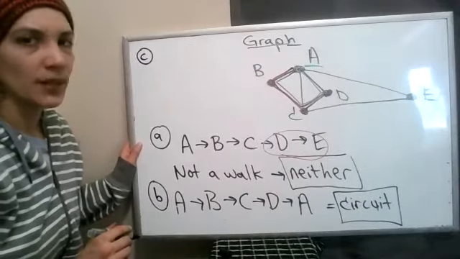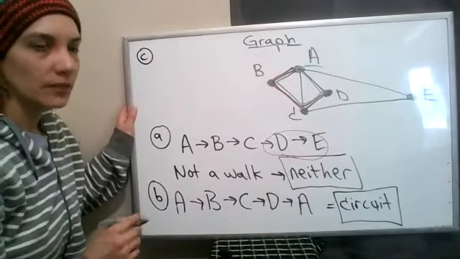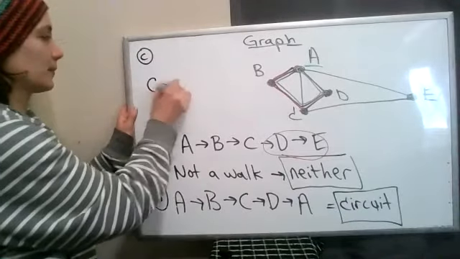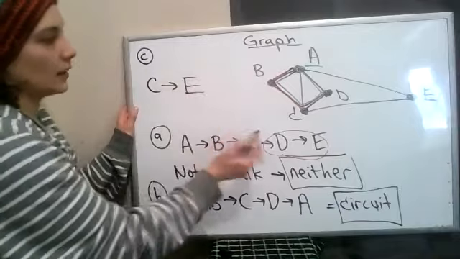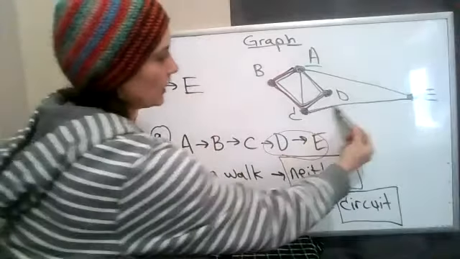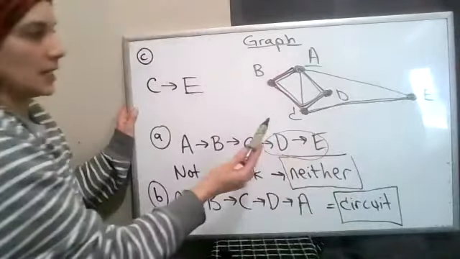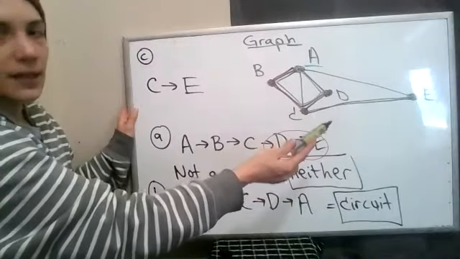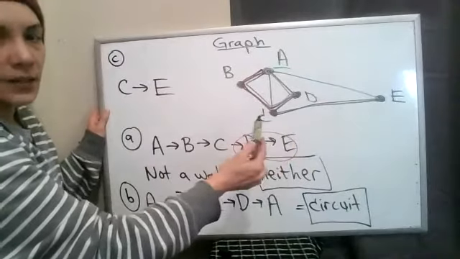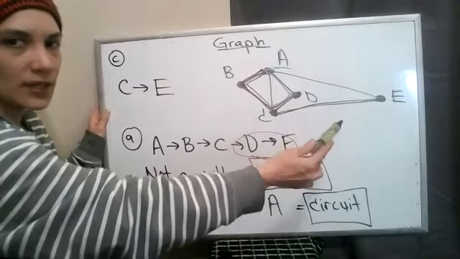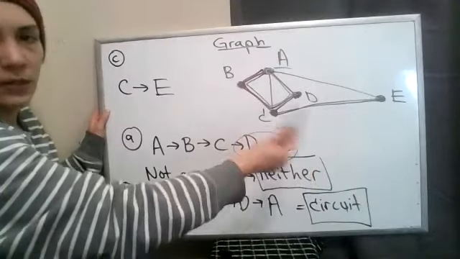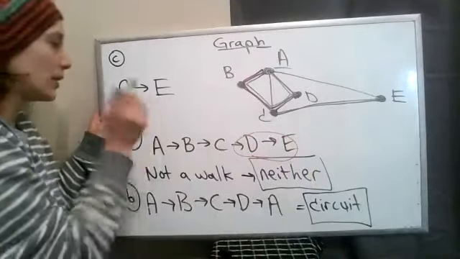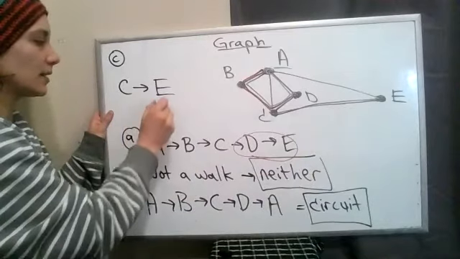We're going to do 2 more. Part C is going to be short. C, E. C over to E is a walk. And it is also a path because that edge is used one time, but you don't end where you start. So we can't say circuit, but we do choose path.